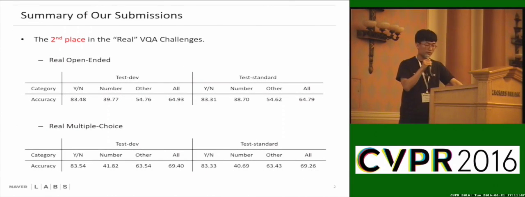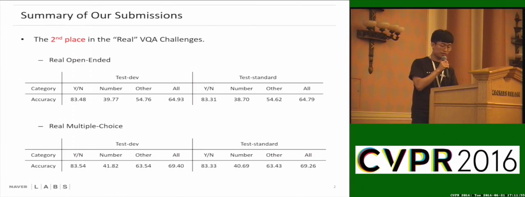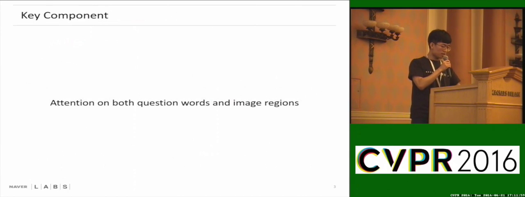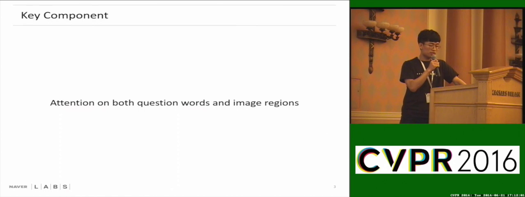This is the summary of our submissions. Our method won the second place in most of the real challenges, showing significant improvement over the recent VQA systems. The key component of our method is applying an attention mechanism on both question words and image regions.